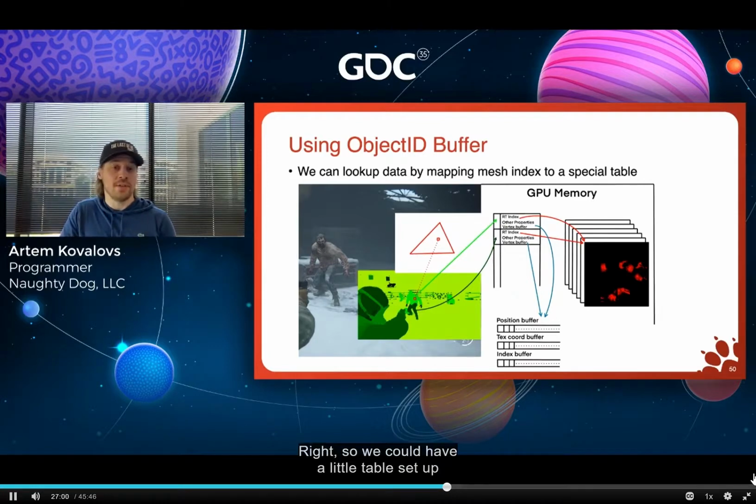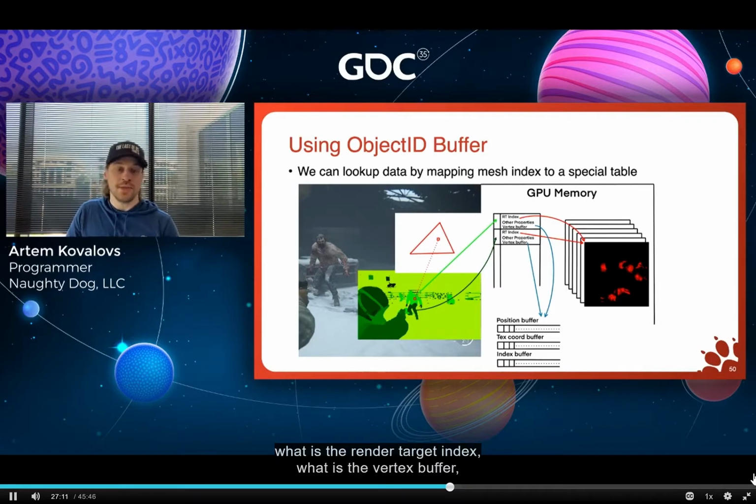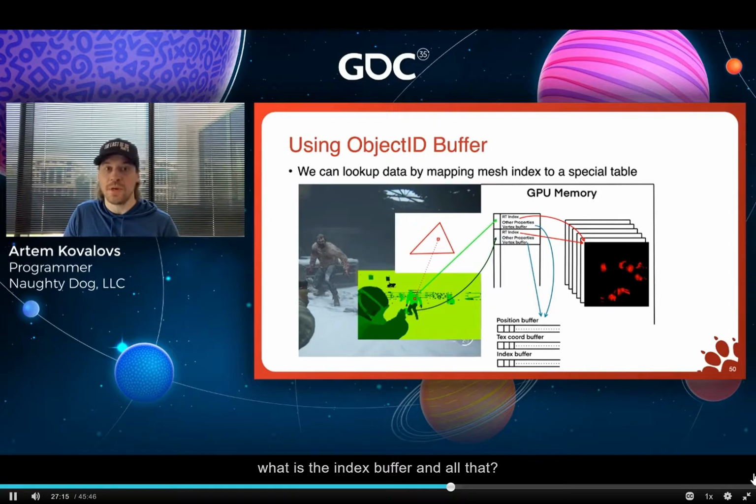So we could have a little table set up based on the mesh ID, which object it belongs to, and ultimately, if that's an object like a character, what is the render target index, what is the vertex buffer, what is the index buffer, and all that. So we can reconstruct all that data.